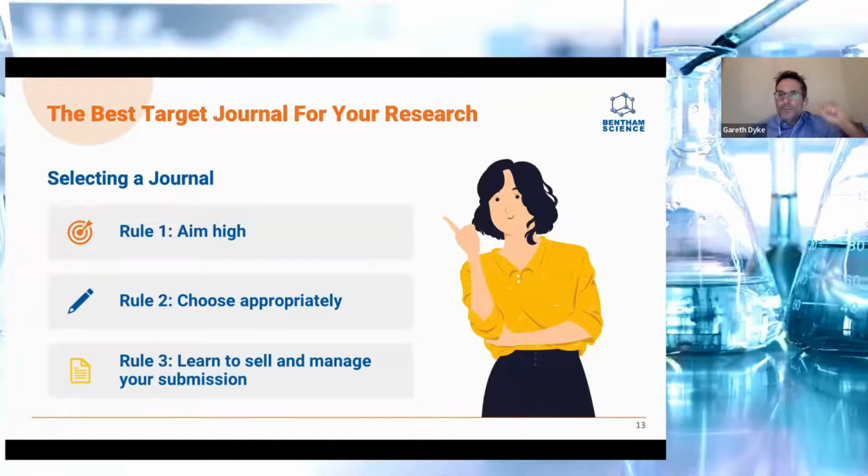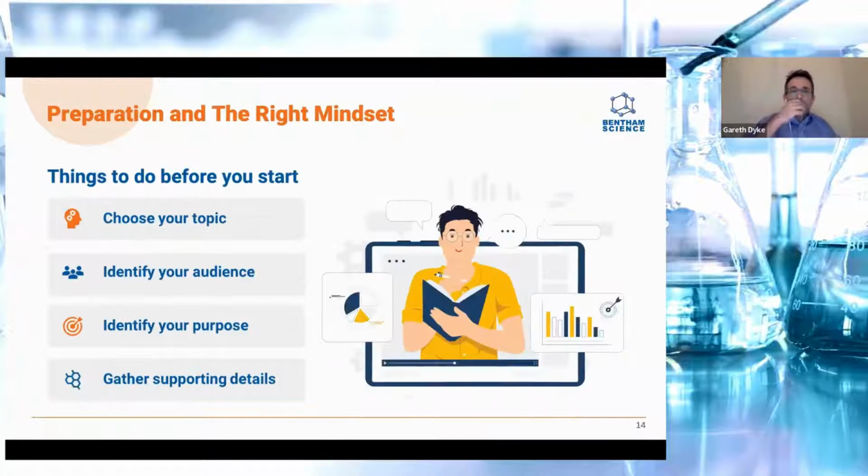What is it that you want people to remember when they read your paper? We've thought already about that. We've thought already about having a target journal. We've thought already about selling your work to a journal editor, but message. And secondly, audience, that target journal, selecting a target journal, very, very important. You always want to aim high, choosing appropriately, and then learning to sell and manage your article submission.